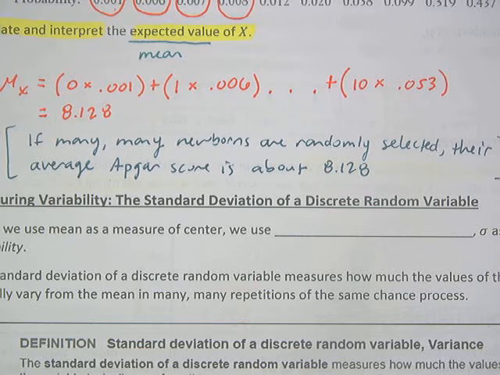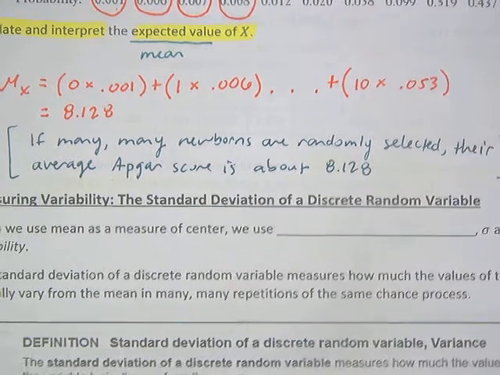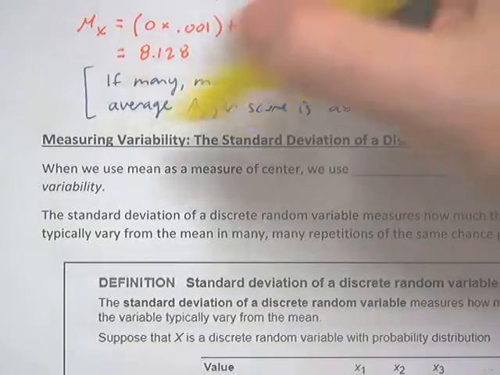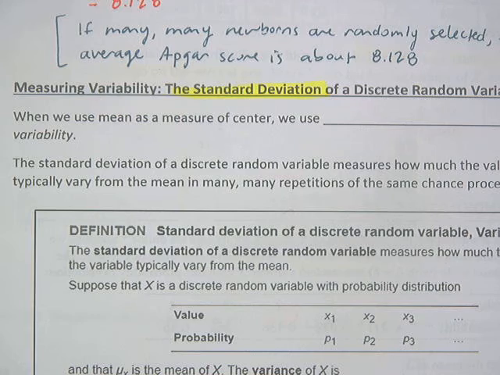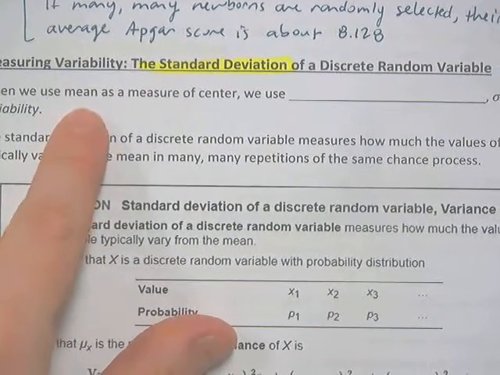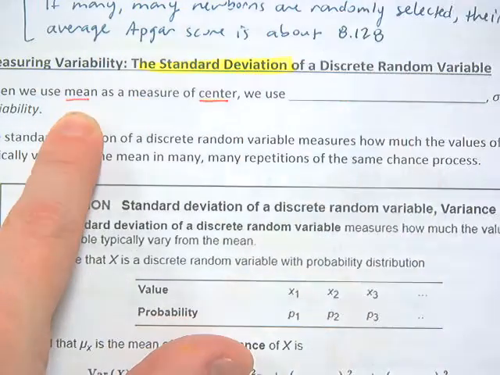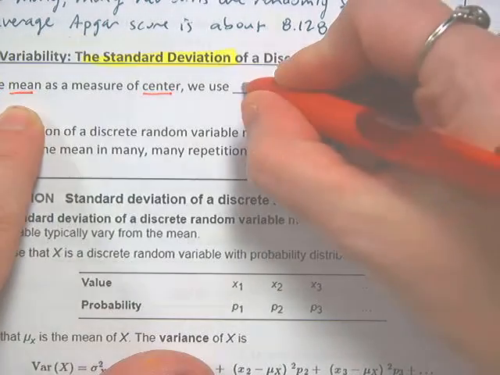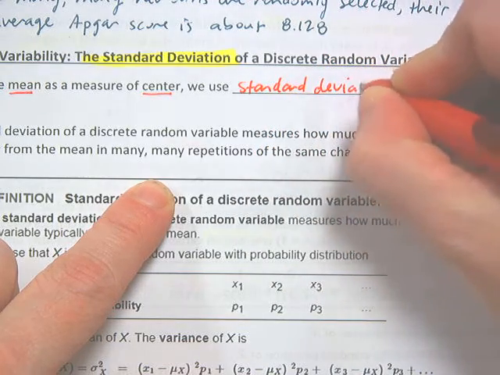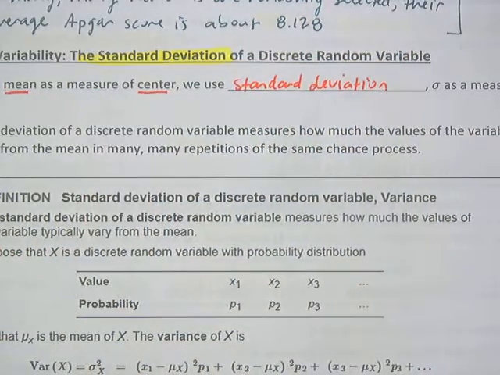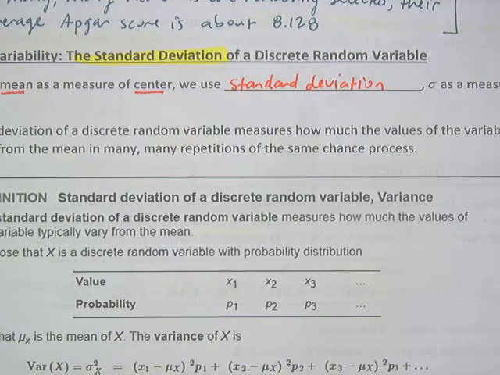To recap, we talked about shape. Now we've talked about center, which is the mean. And the last thing that we're going to talk about is variability, which is the standard deviation of a discrete random variable. Listen really closely. When you use mean for center, that automatically means you use standard deviation if you're asked about variability. They're like cousins. They go together.